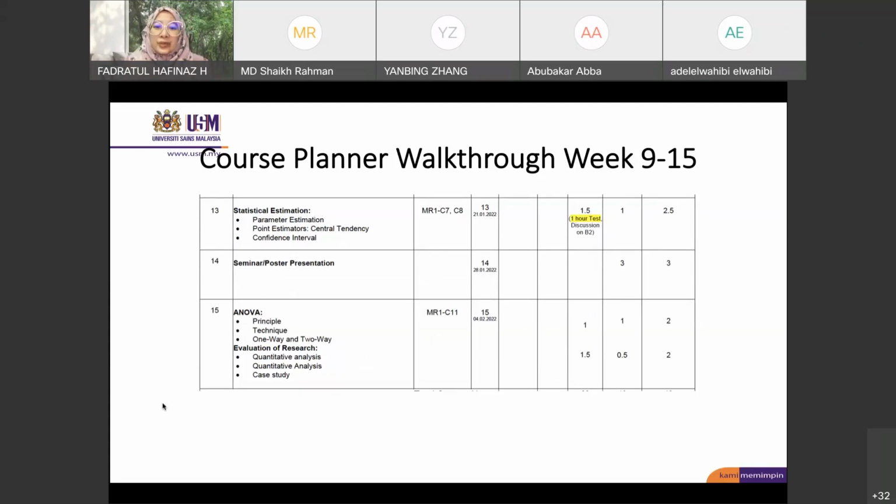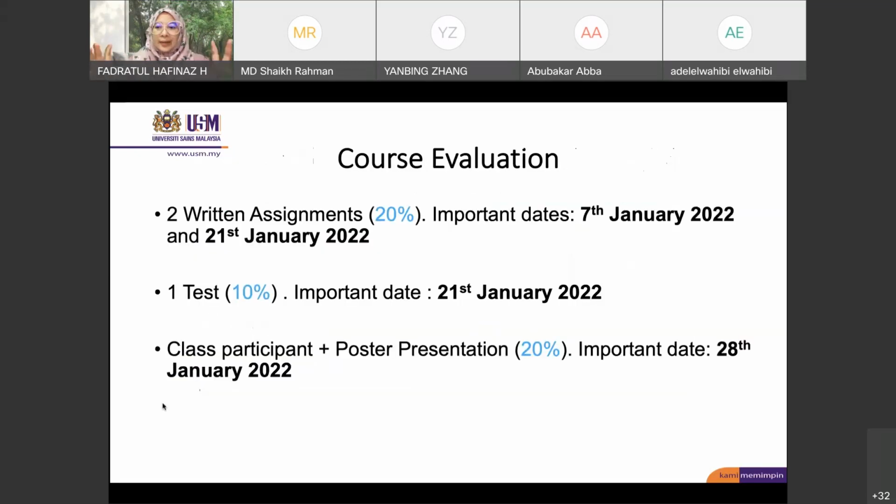For the following 3 weeks, we are in statistical mode. I will introduce parameter estimation, central tendency, and confidence interval. Then you need to do your seminar or poster presentation. We do it online, virtually, your online poster. This is only for the mixed mode students to present their poster in our class. And the last one is ANOVA and evaluation of research. Clear? So this is how we're going to evaluate your coursework. Bear in mind, this is 100% coursework.